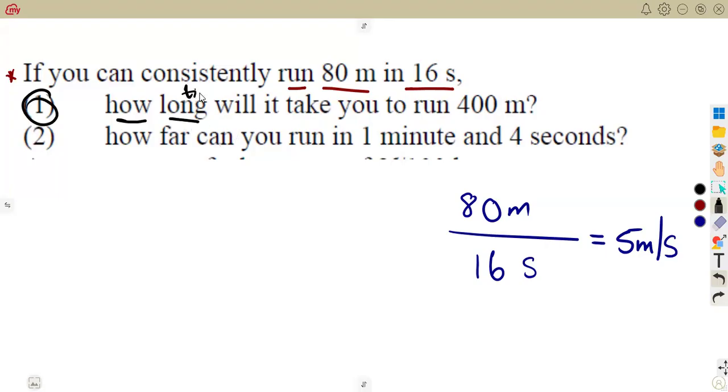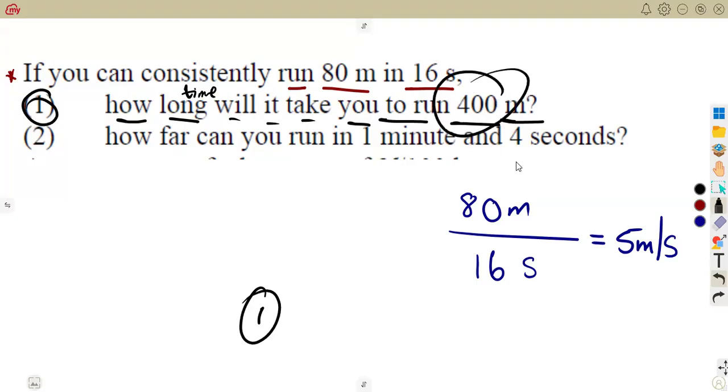Meaning to say, they're referring to the time taken. How long is it going to take you to run 400 meters? So knowing that your rate is 5 meters per second, you need the time. For every second, you cover 5 meters. So what about 400 meters? How many seconds? You're simply going to divide. 400 divided by what? By 5. Meaning to say, we are going to have what? 80 seconds. The time taken.